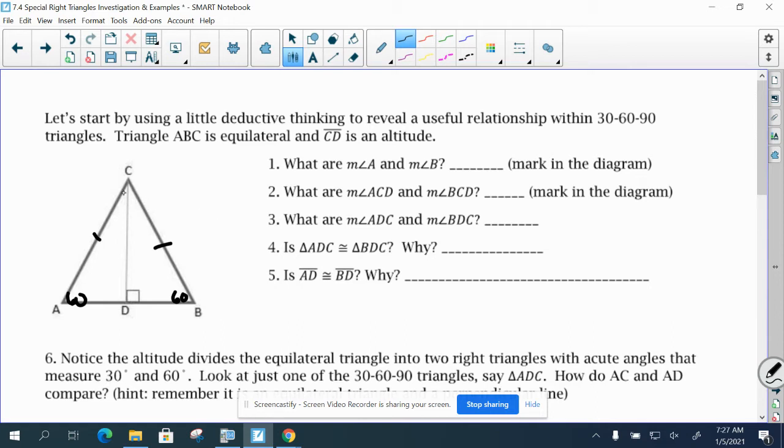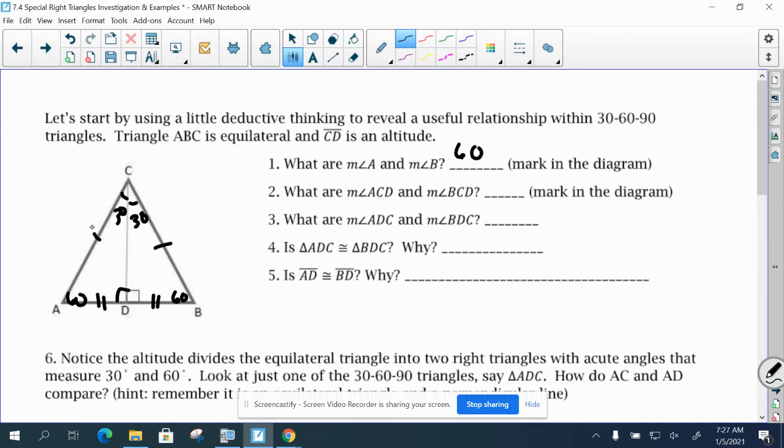Yep. So these two angles would be the same, which if this is 60, these would be 30. And then these two lengths would be the same. I'm going to mark them with 2 ticks. So you've got two right triangles that are 30-60-90. Okay. Hold on a second. What is the measure of angles A and B? A and B are 60.